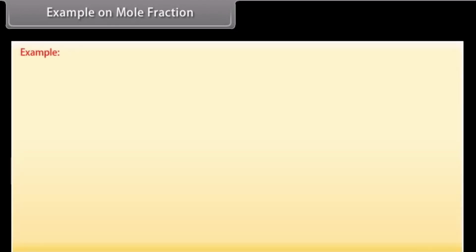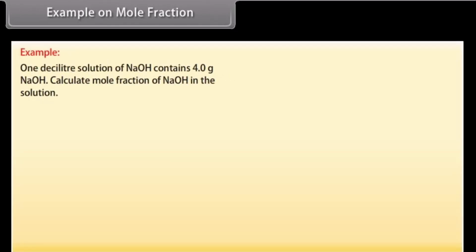Example on mole fraction. Let's take an example of mole fraction. 1 deciliter solution of NaOH contains 4 gram NaOH. Calculate mole fraction of NaOH in the solution.